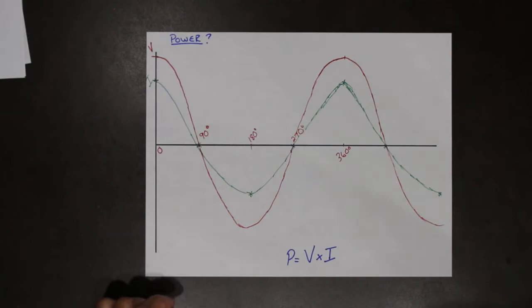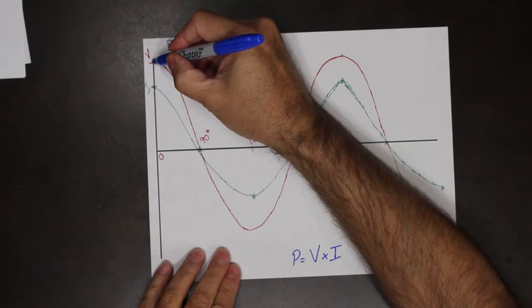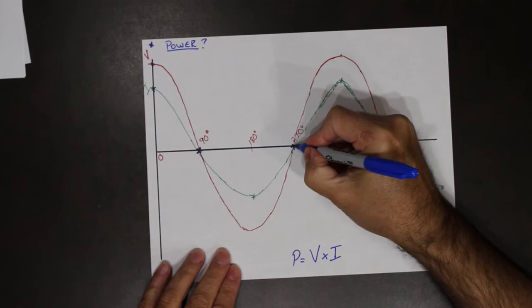Well, I'm going to do instantaneous math. So I'm going to take peak times peak, which is going to give me peak. Zero times zero is giving me zero. Zero times zero is giving me zero. Peak times peak is giving me peak.